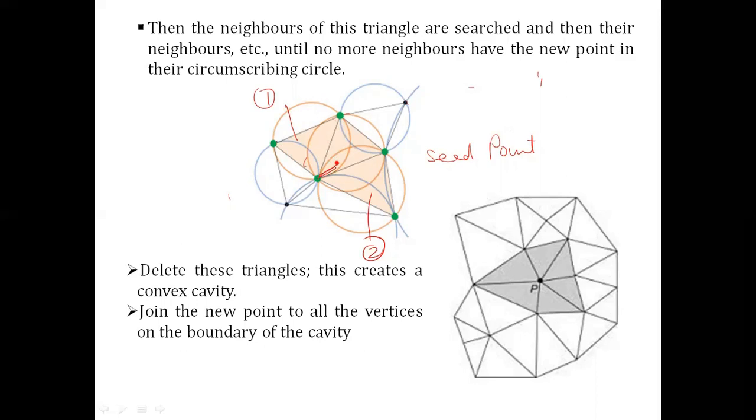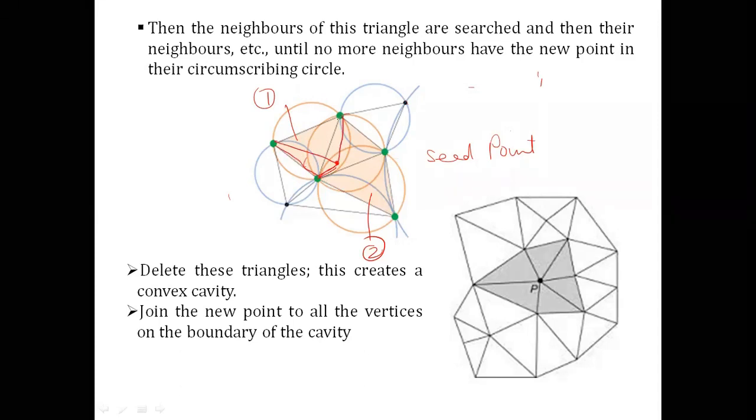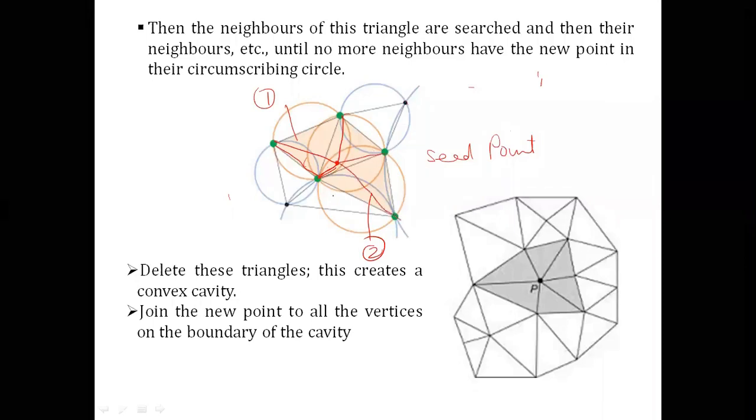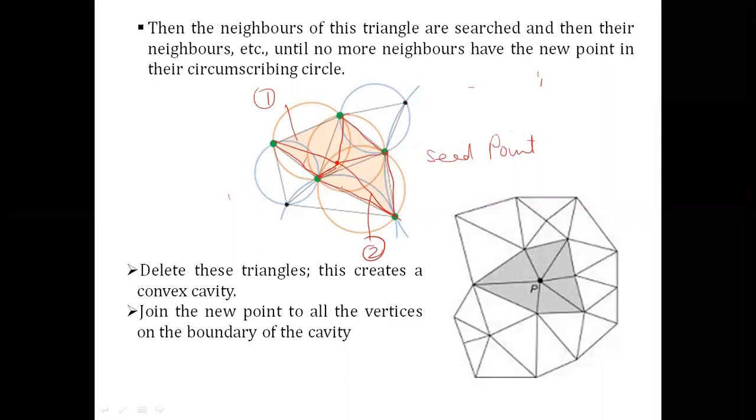This has been joined. So this becomes your first triangle. This is joined. So this becomes your second triangle. This has been joined. So this becomes one triangle. This becomes one triangle. So the refinement has taken place. So instead of having 2 triangles, now you have 5 triangles. So this is how the Watson's algorithm actually works.